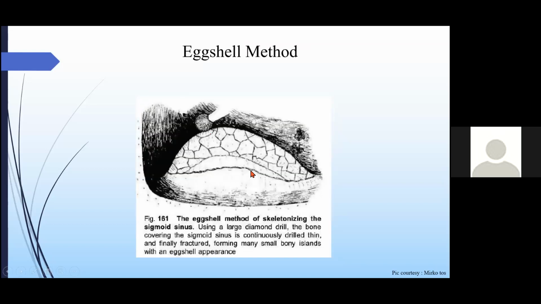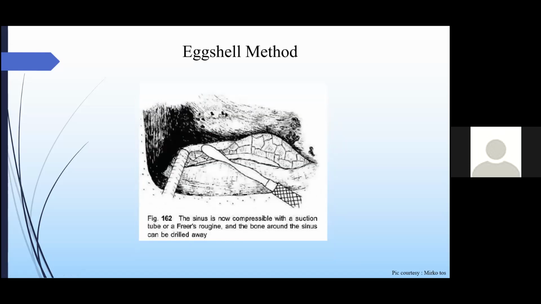So another method which was designed for the sigmoid sinus was the eggshell method. In this, a large diamond burr was used for making the sigmoid plate extremely thin, to the limit where it cracks into kind of shells. And these are so thin that they are easily compressible. And so the same thing, we are compressing the sigmoid, which is now very thin, and we can drill out the bone anterior to it, superior to it, and we can clear the disease.